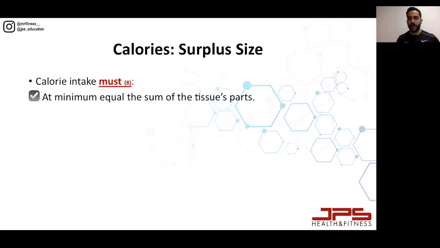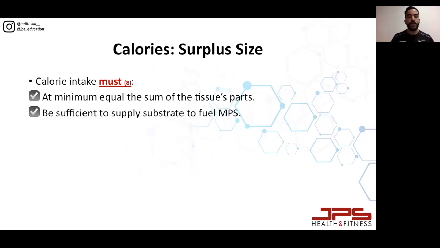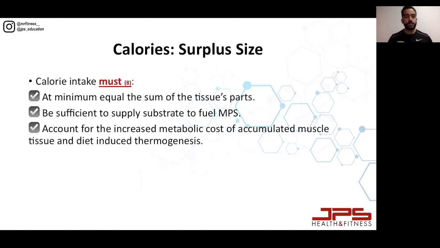So think about it this way. If you wanted to finish a puzzle, you'd need every single piece of that puzzle, right? So the same thing here. You need enough calories to equal the amount of energy required to build a certain amount of muscle. The calories that you're consuming also need to be sufficient enough to supply substrate to fuel MPS. Remember I said MPS is an energy expensive process. So you need to have enough energy to supply enough fuel for that process.